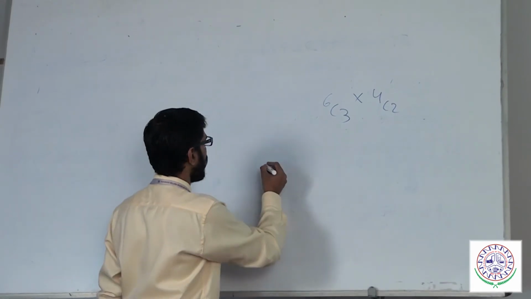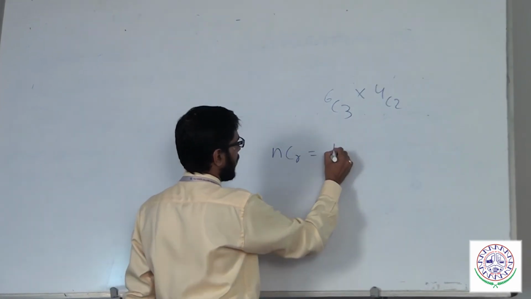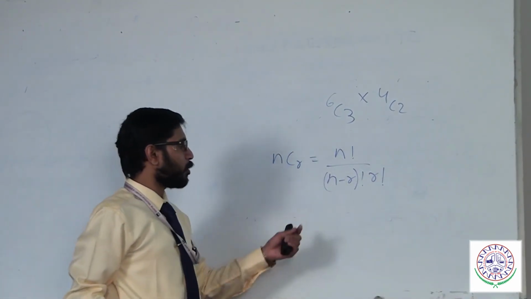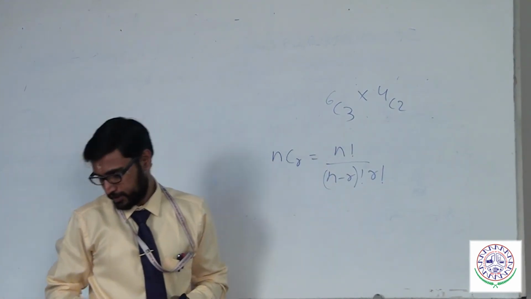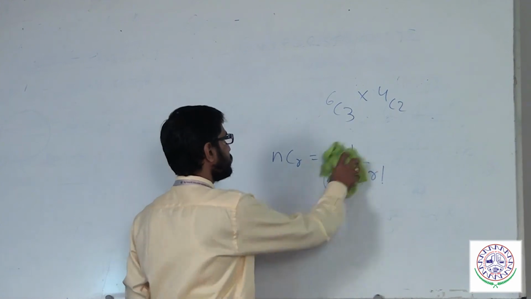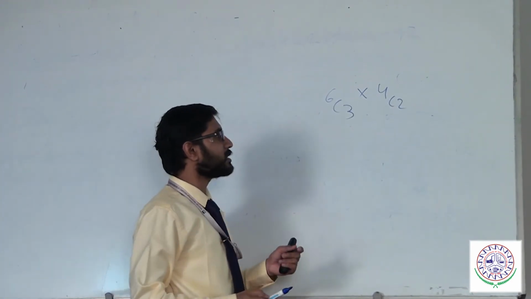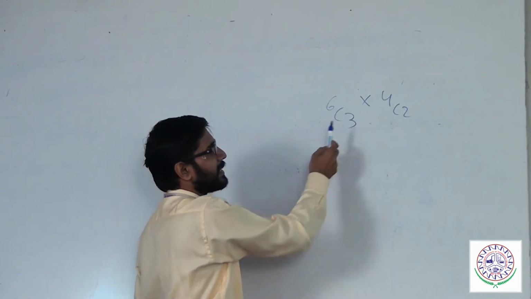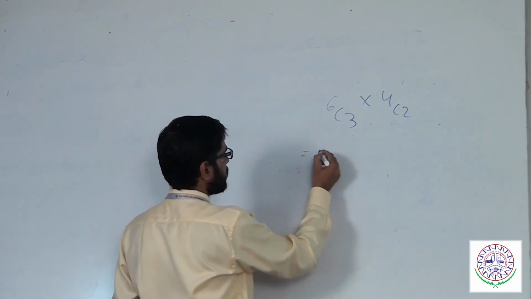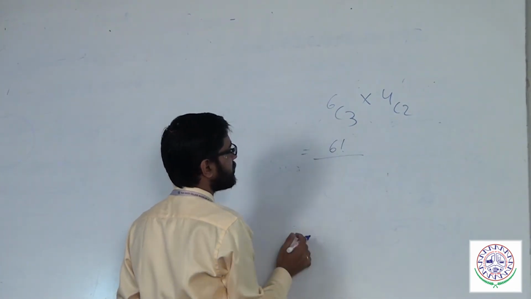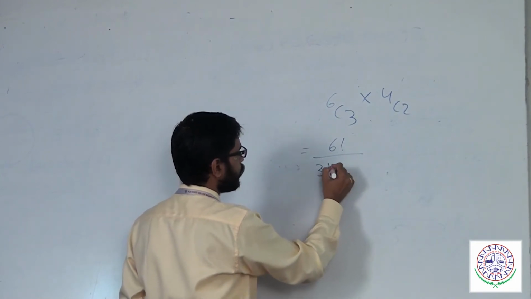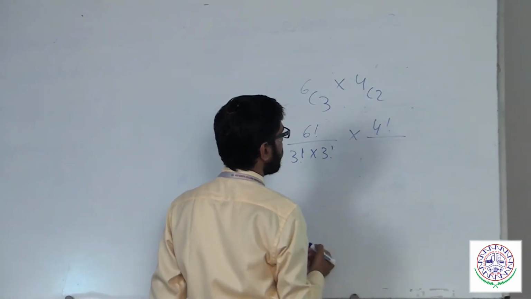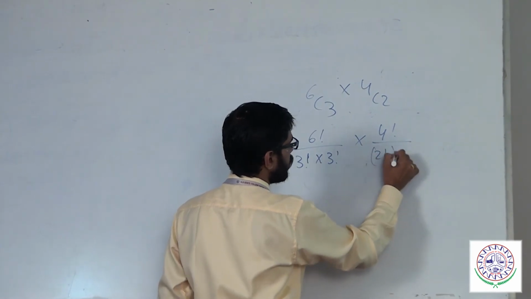We already know the formula of nCr. nCr is equal to n factorial upon (n minus r) factorial into r factorial. This is the formula we need to apply to arrive at the answer. We need to select 5 students, and out of that 2 girls have to be there. So it will be 4C2, and from 6 boys it will be 6C3. So 6C3 is 6 factorial upon (6 minus 3) factorial into 3 factorial, into 4C2, which is 4 factorial divided by (4 minus 2) factorial into 2 factorial.